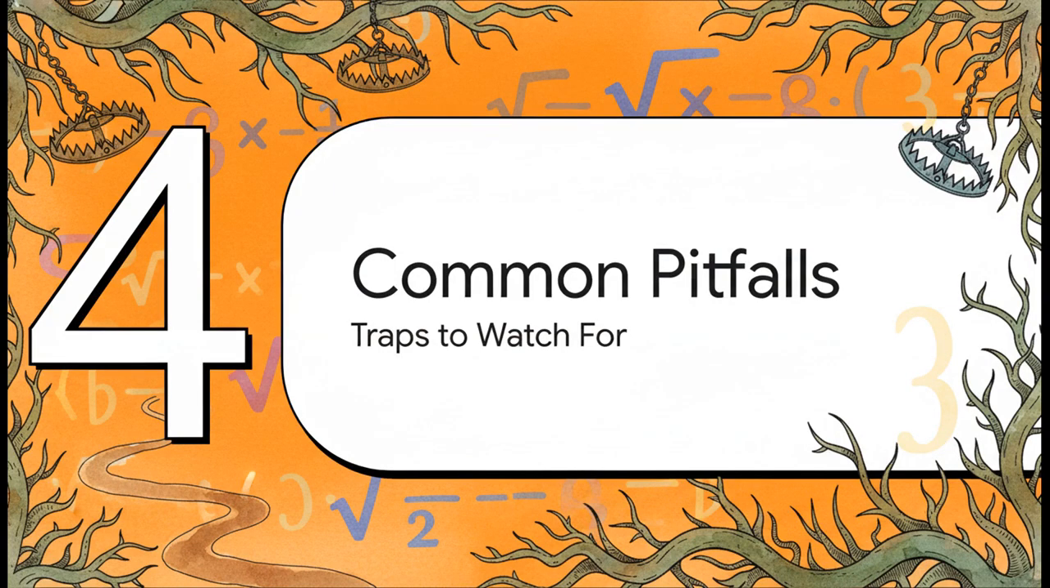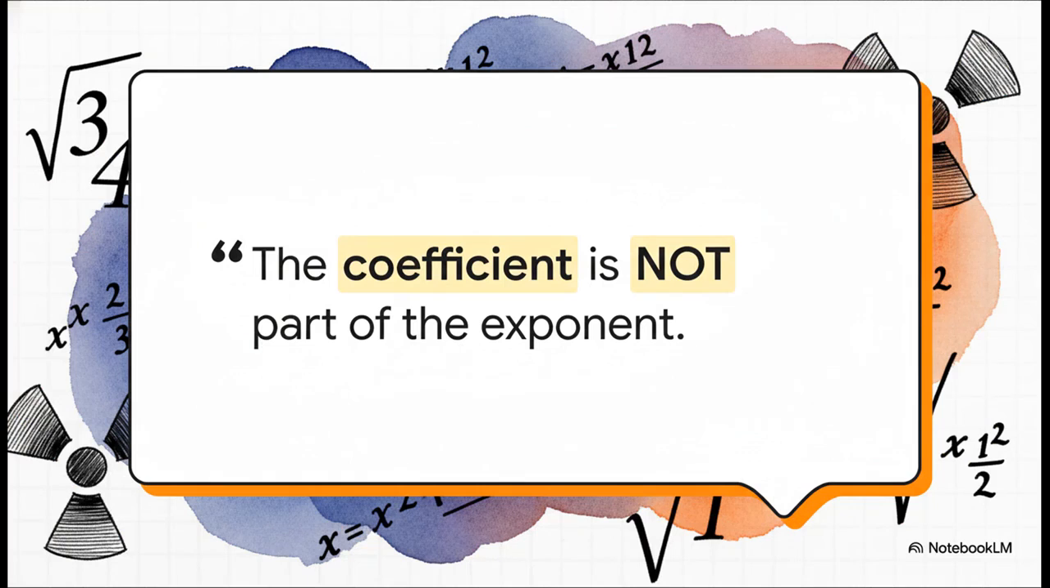Now look, with any new skill, there are always a few little traps people fall into. It's totally normal. But let's just call them out right now, so you can see them coming and just step right over them. No problem. Okay, this one is huge. If you only remember one trap, make it this one. If you see a number out in front of the radical, that number is just a multiplier. It is not part of the base. It does not get the fractional exponent.